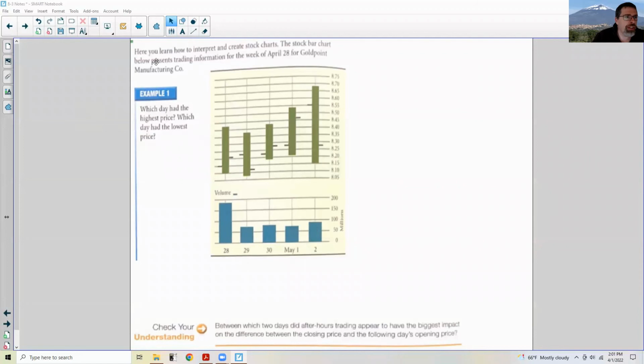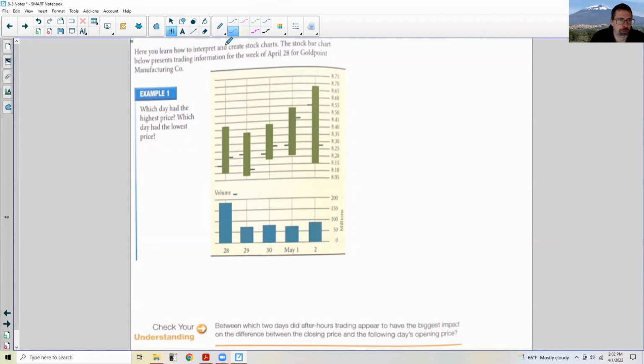Okay, example 1, it says here you learn how to interpret and create stock charts. The stock bar chart below presents trading information for the week of April 28th for Gold Point Manufacturing Company. Example 1, which day had the highest price? Which day had the lowest price? So let me explain some of this stuff to you here. So I'm going to use different colors.